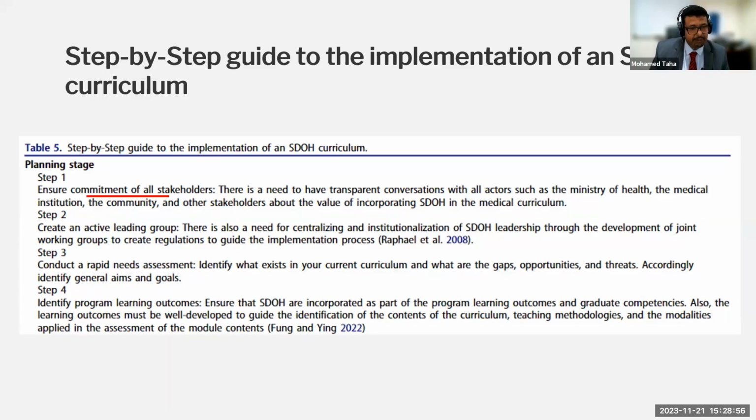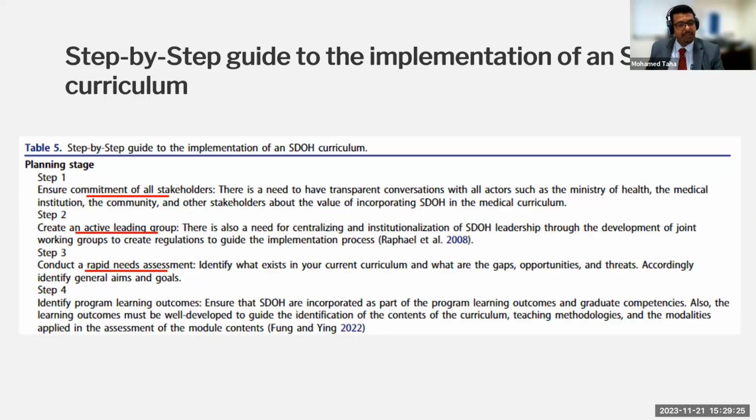And for the stakeholders here, we mean the internal stakeholders, including the students, faculty, all supporting staff, and the external stakeholders that are related to the university, maybe people from the health system, Ministry of Health, and the other stakeholders, including the community. Very important to create an active leading group or task force affiliated with the curriculum committees. And it's very important to conduct a rapid need assessment.